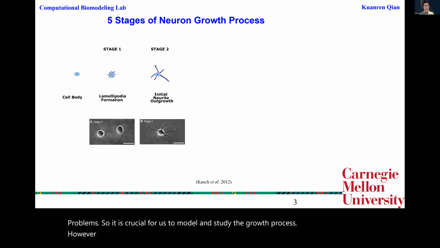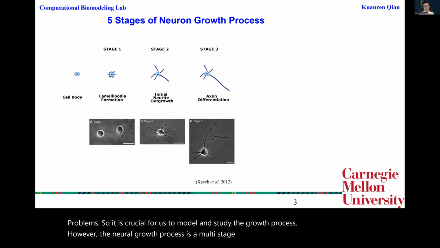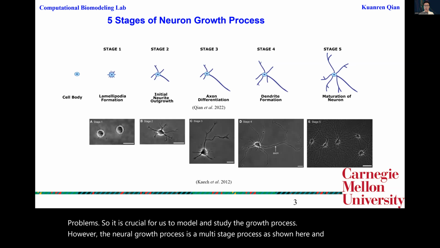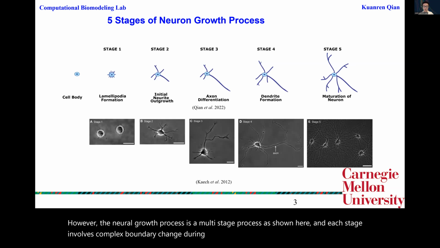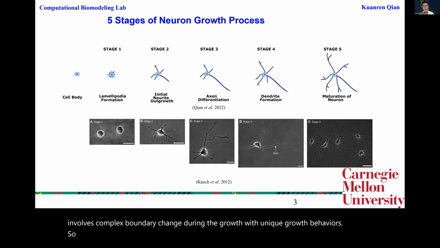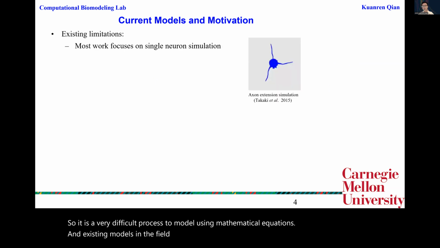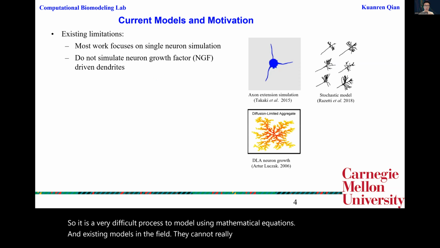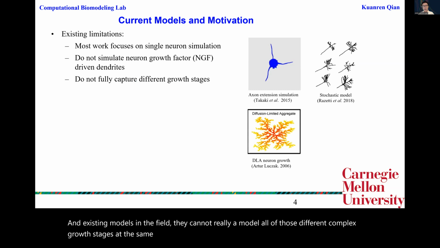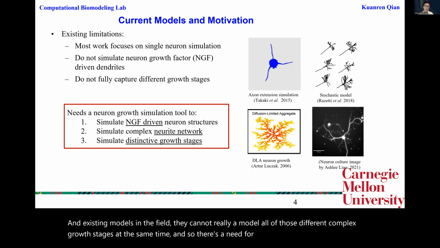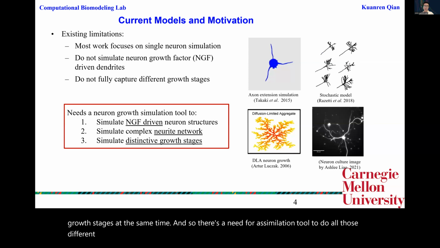However, the neural growth process is a multi-stage process as shown here, and each stage involves complex boundary change during the growth with unique growth behaviors. So it is a very difficult process to model using mathematical equations. And existing models in the field cannot really model all of those different complex growth stages at the same time. So there's a need for a simulation tool to do all those different aspects together.